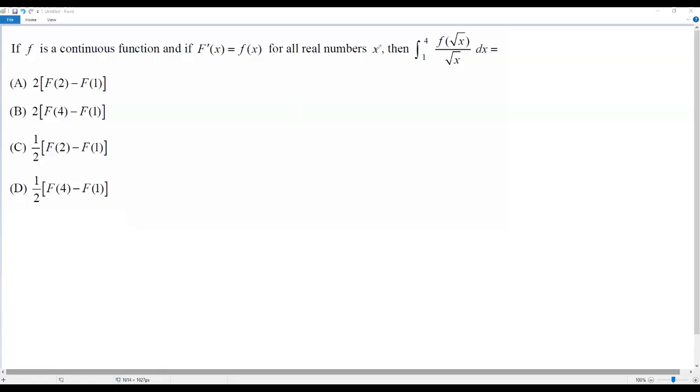then the integral from 1 to 4 of f of square root of x divided by square root of x dx equals what? Okay, using the given information, we have to get the value of this definite integral.